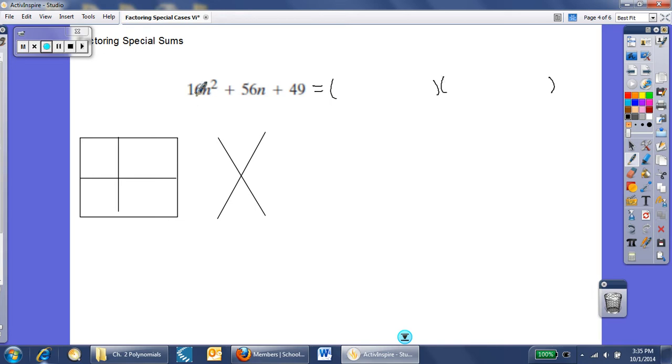So for example, 16n squared, I know that this will be 4n and 4n, because 4n times 4n is 16n squared. Now we need to think about what this last term will be. The last term, if you look at 49, that happens to be a perfect square. So I know 49 is 7 times 7. Put a plus sign, and I'm actually done here. Way quicker than having to complete the box and the x for it.